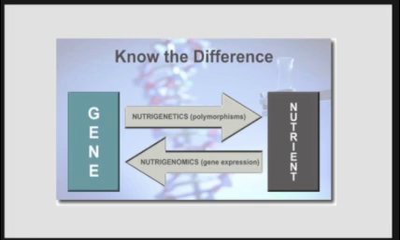Nutrigenetics is the interaction of food and genes. The variation from person to person is due to SNPs, or single nucleotide polymorphisms. Nutrigenomics focuses on expression of genes and how they are turned on and off by food.